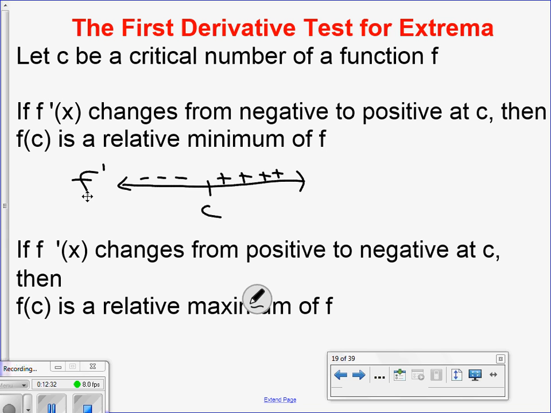If the derivative is negative over here, what does it mean the function's doing? It's decreasing. And over here, the derivative is positive, so the function is increasing. So what's got to be happening at c? If the function's decreasing and then increasing, what do we call a value like that? It's a relative min. In this case, there's got to be a relative min at x equals c.